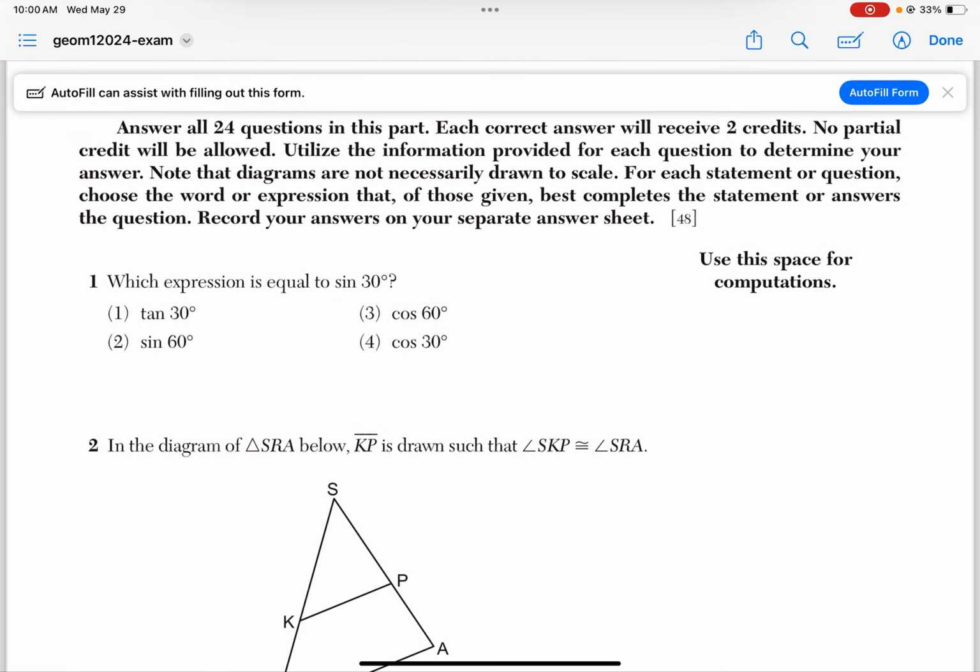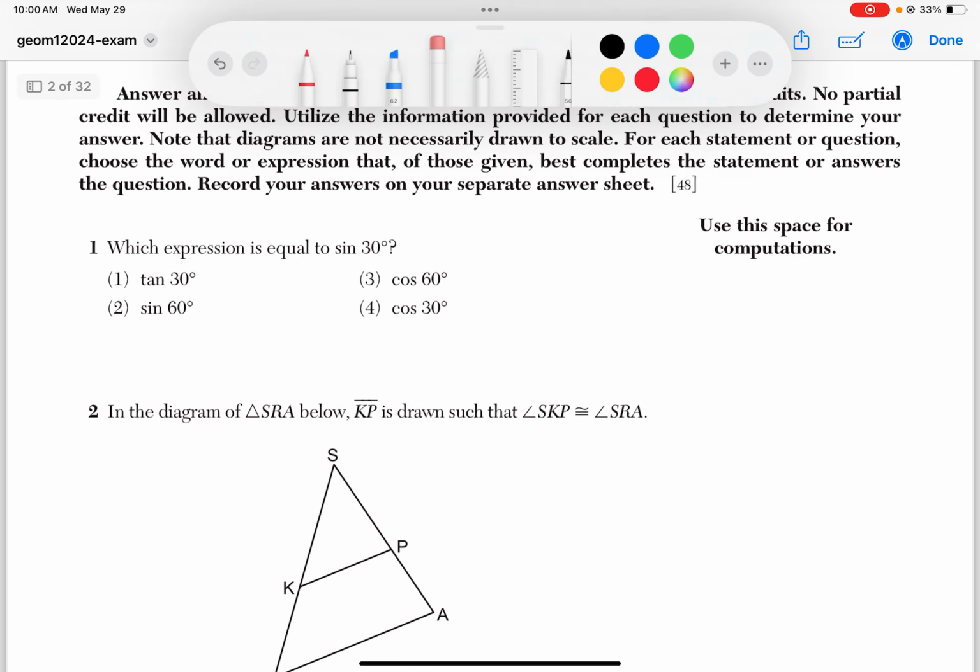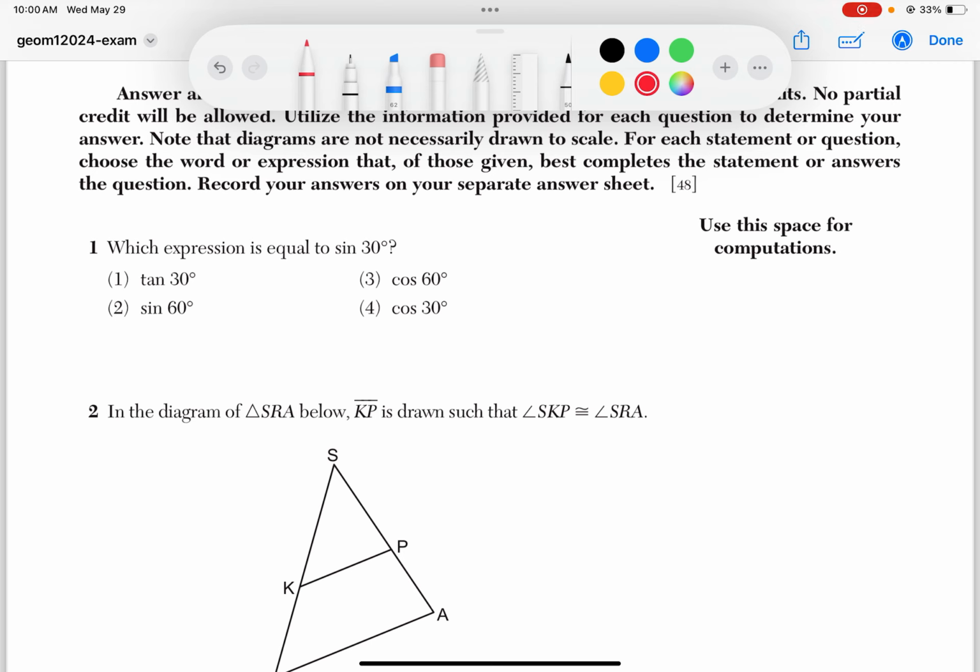Number one, which expression is equal to sine of 30 degrees? So here's what the question wants you to do. Let's start with what they want you to think about. In this course, we only use trig in a right triangle. So we have a right triangle, which means this is 90 degrees. Let's say that's 30 degrees. And because of the triangle sum theorem, this must be 60 degrees, because 60 plus 30 plus 90 is 180.